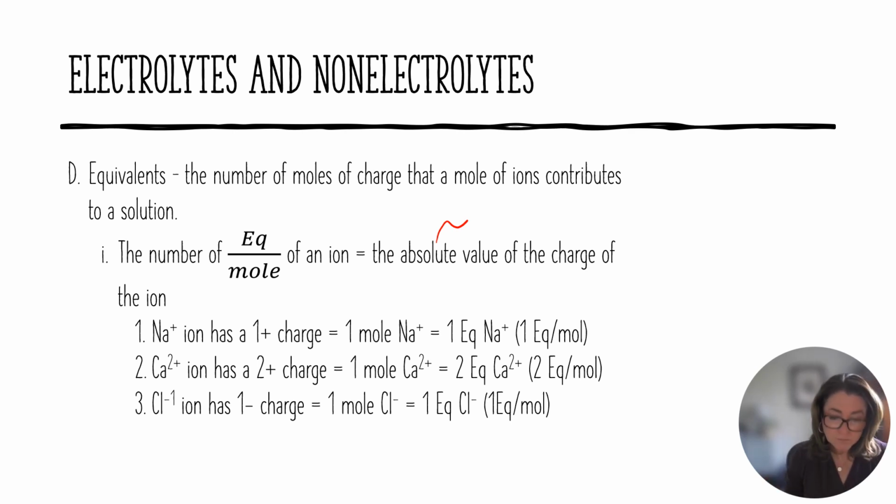ion. So for example, the sodium ion has a +1 charge. So therefore, 1 mole of sodium ions is going to give me 1 equivalent. Calcium has a charge of +2, and that is going to give me, if I have 1 mole of calcium, 2 equivalents. Chloride has a charge of -1, and so 1 mole of chloride is going to give me 1 equivalent.